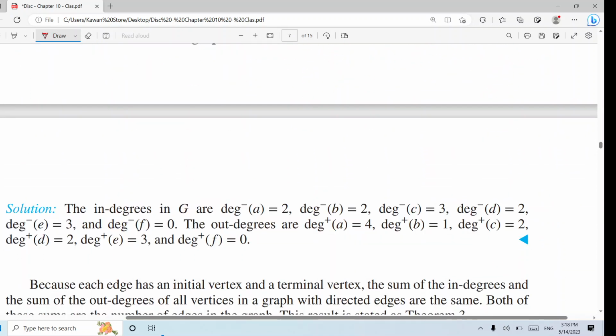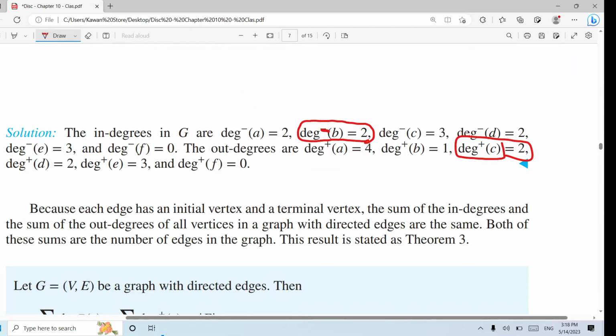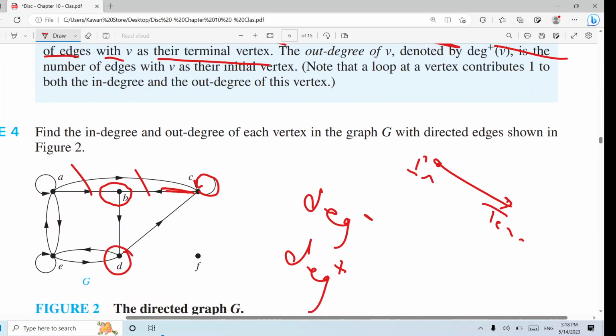Now you can see the degree of B is equal to what? 2. What do you mean by minus? It comes in to B. Okay, how about the degree of plus? Out is the initial. So how many initials do we have? For example, for C, look, 1, 2, right? You got it? Okay. How about the in-degree of C? Let me check. How many do we have? 3.